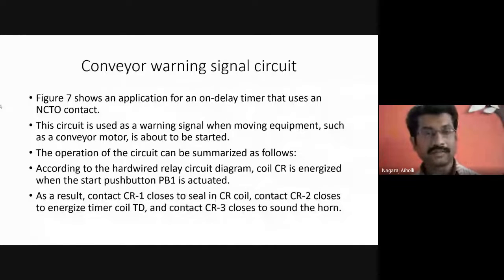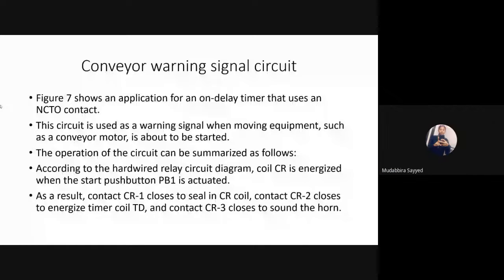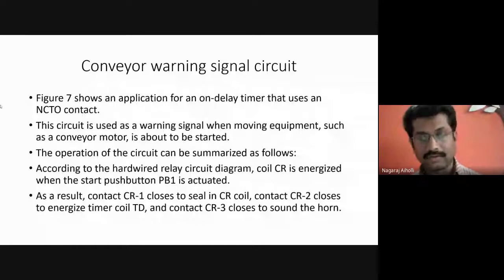So the full form of NCTO contact, can anybody recollect? NCTO contact. Normally closed timed open contact. Very good. Normally closed timed open contact. NC means normally closed, T means timed open contact. N stands for normally, C stands for closed, T for timed, and O for open. Normally closed timed open contact.